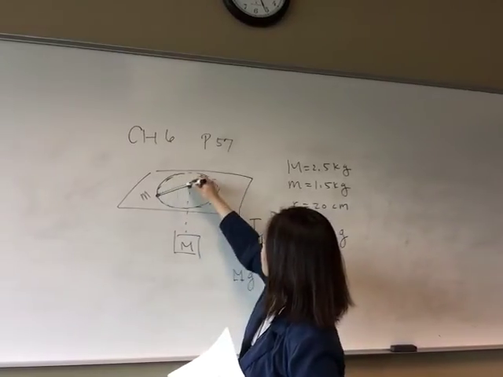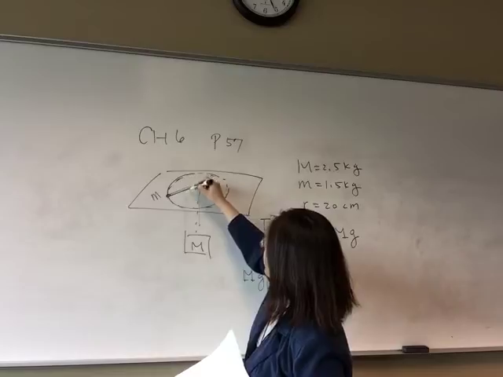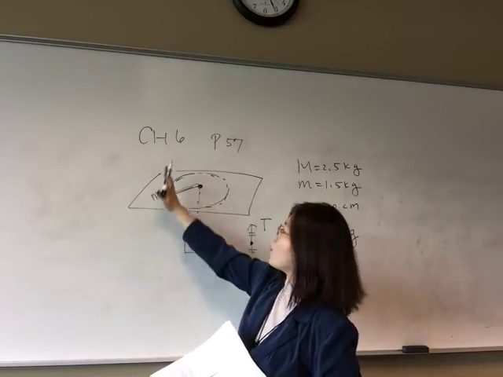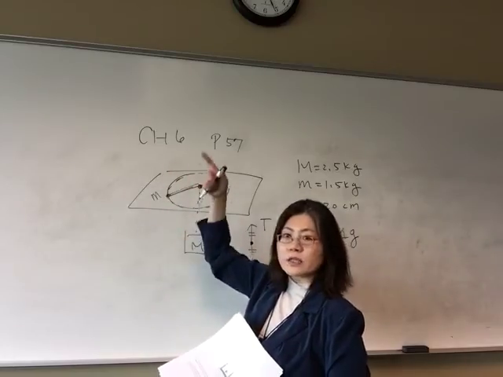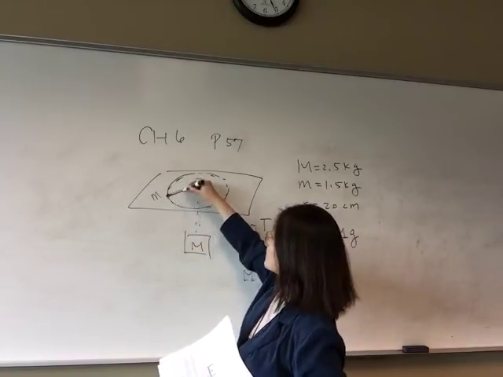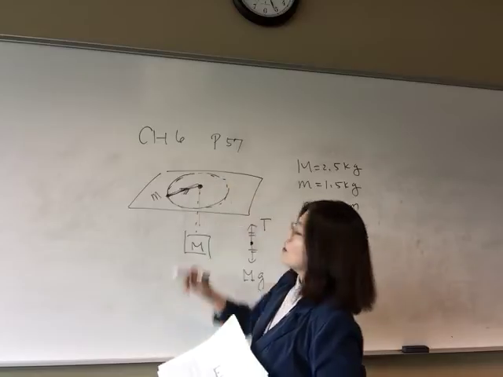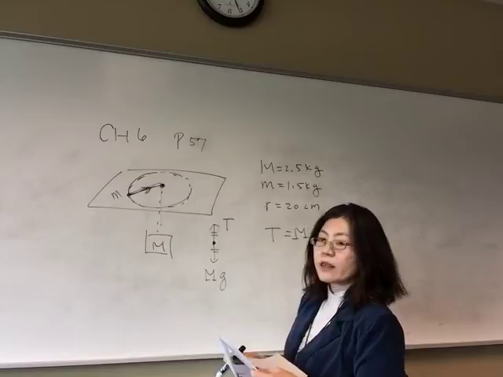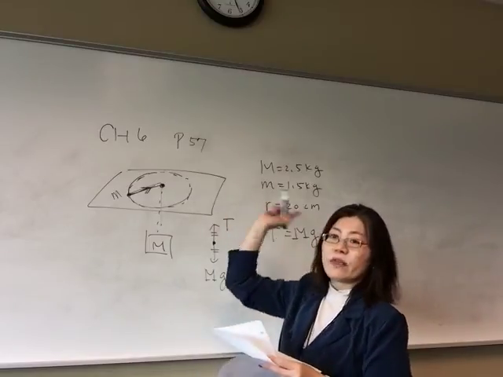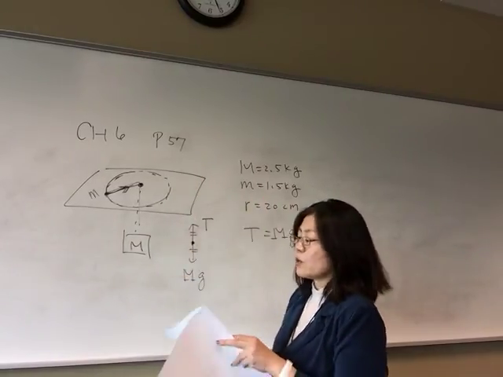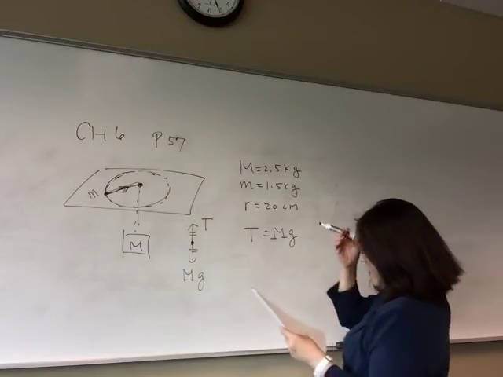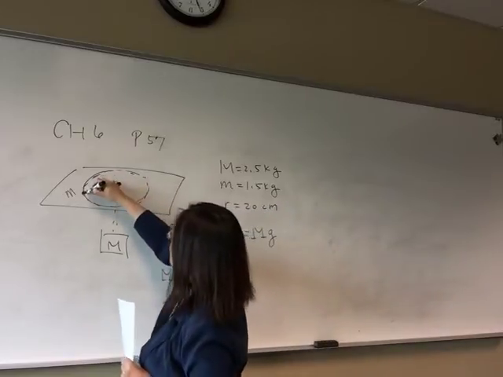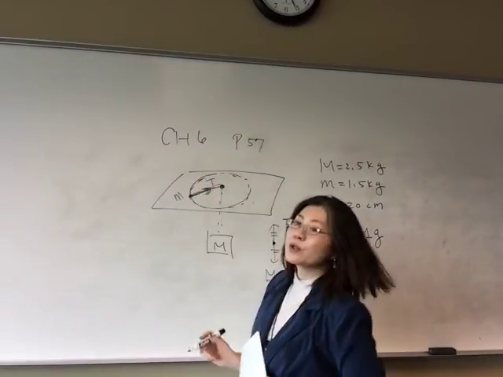So this is the same cord. And if you look at the free body diagram of the puck, you have the downward gravitational force and the upward normal force. They balance each other in the vertical direction. Now in the horizontal direction, this tension provides the centripetal force that keeps it moving in a circle. So in other words, this tension is equal to the centripetal force.